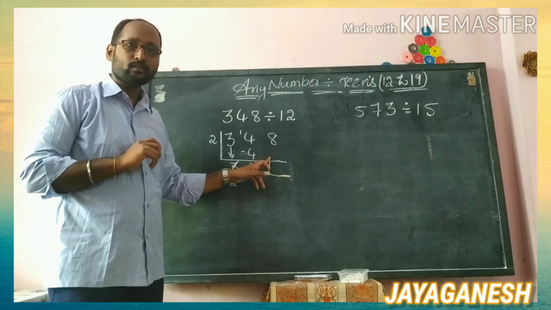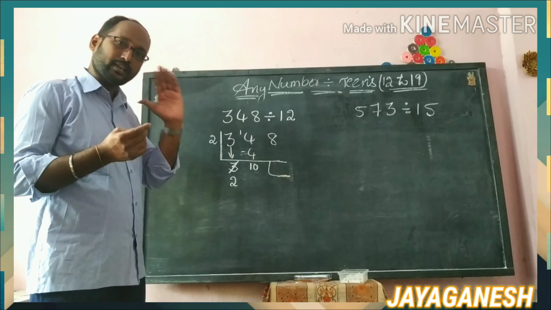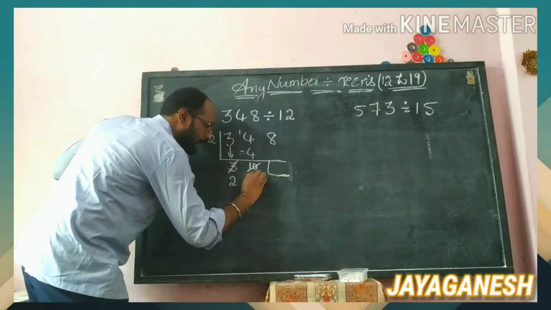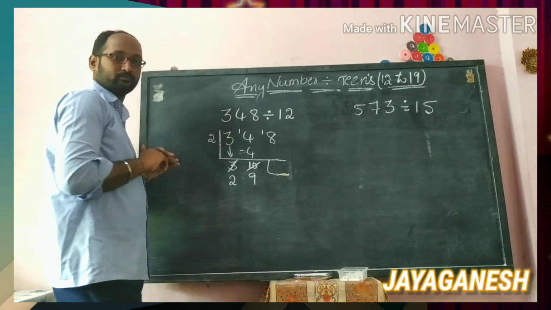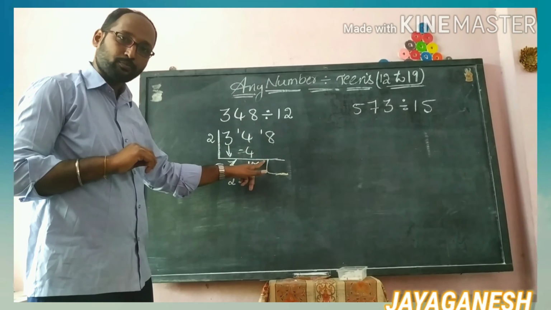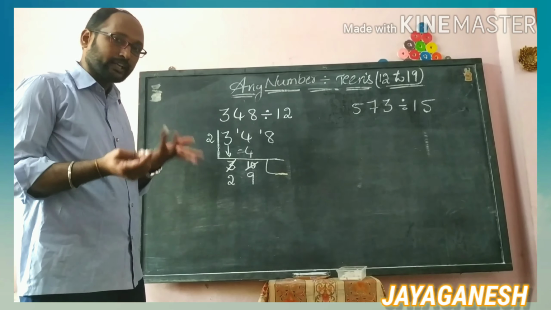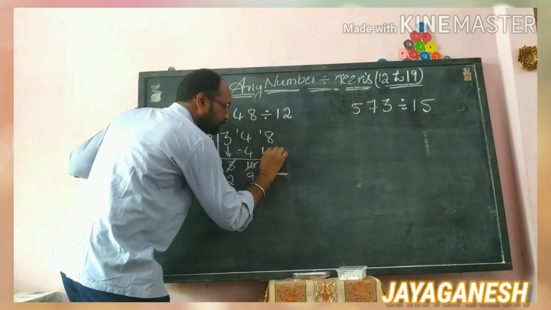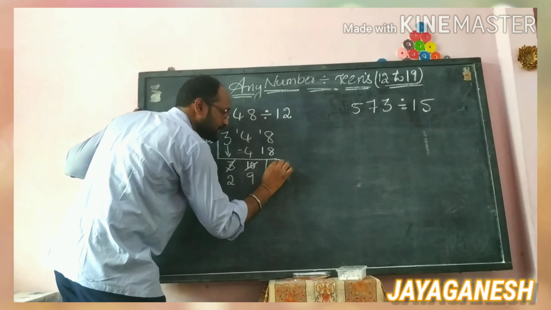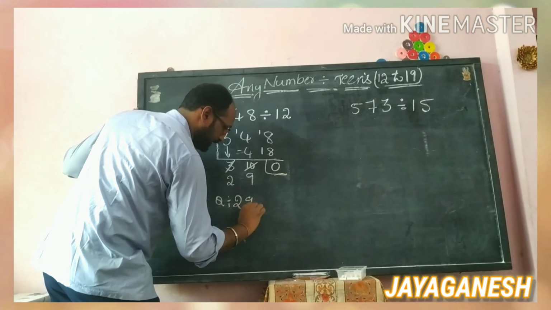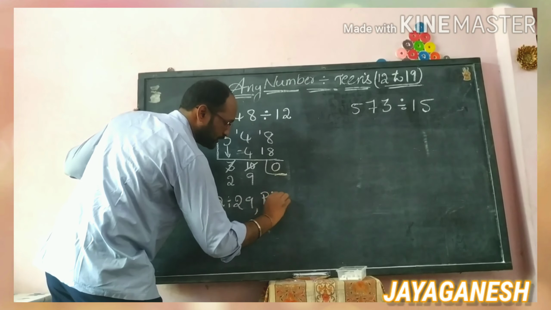8 minus 20 is not possible. Then no need to write. Just check like this randomly. Then 10 decreases to 9 and give 1 here. Again check it. 2 9s are 18. Is 18 minus 18 possible? Yes, possible, because we are getting 0. It is possible, then write it. 18 minus 18 is 0. My quotient is 29 and remainder is 0.